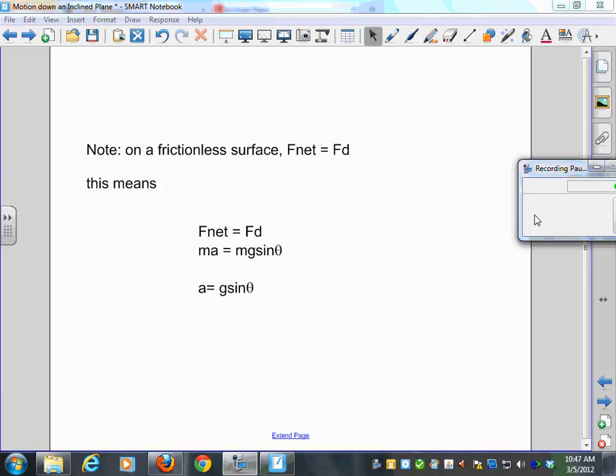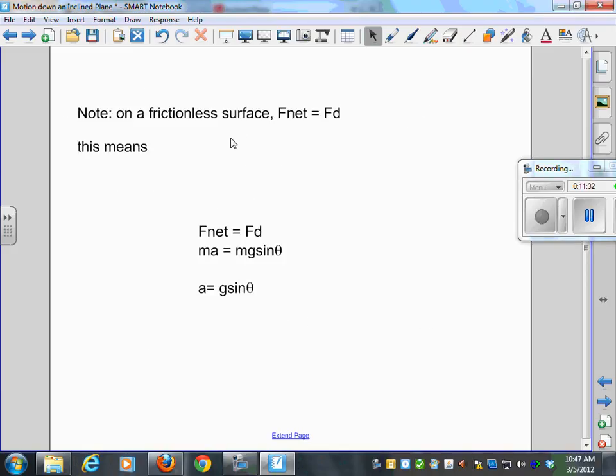Here, on a frictionless surface, F net is equal to Fd, right? Because you've got your box like this, right? Fd is down. There's no friction to oppose it, right?